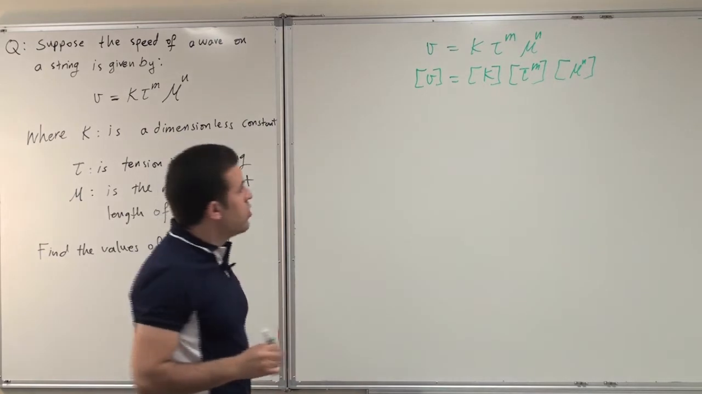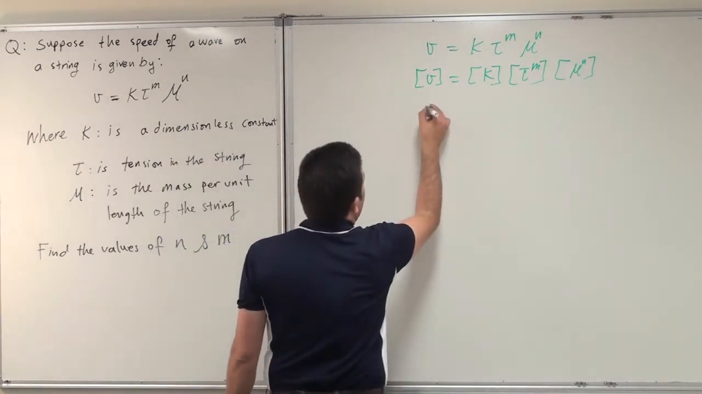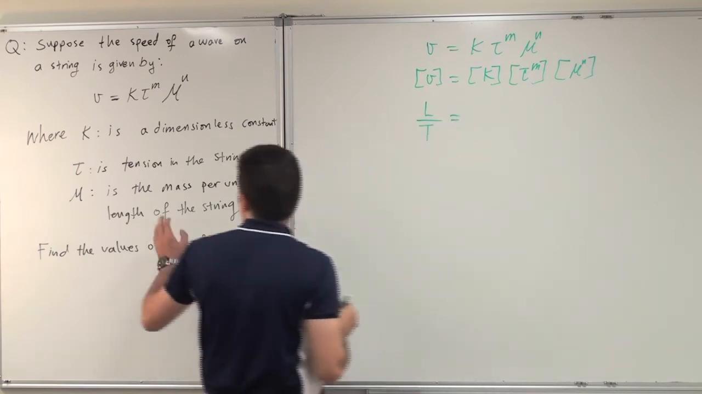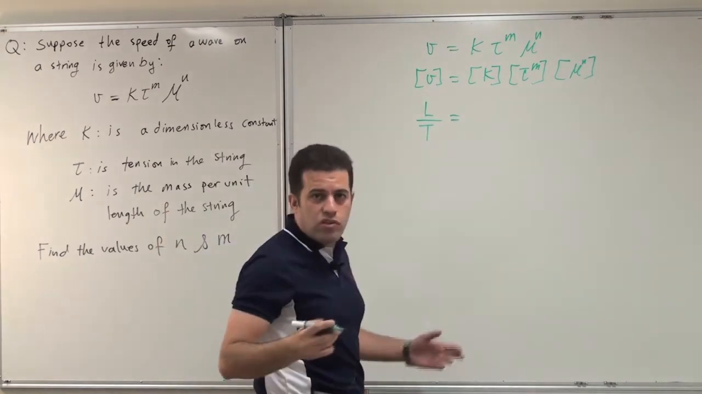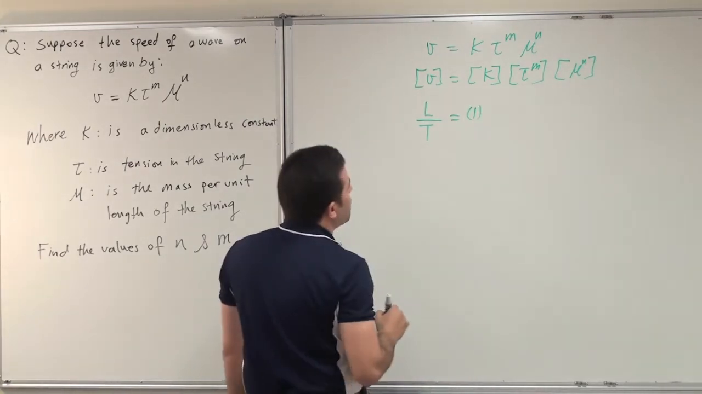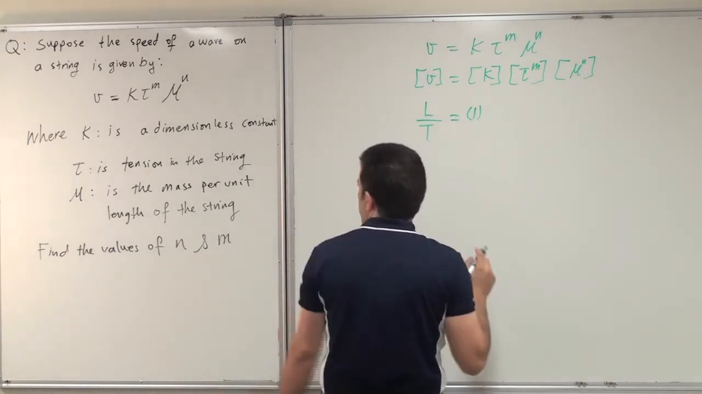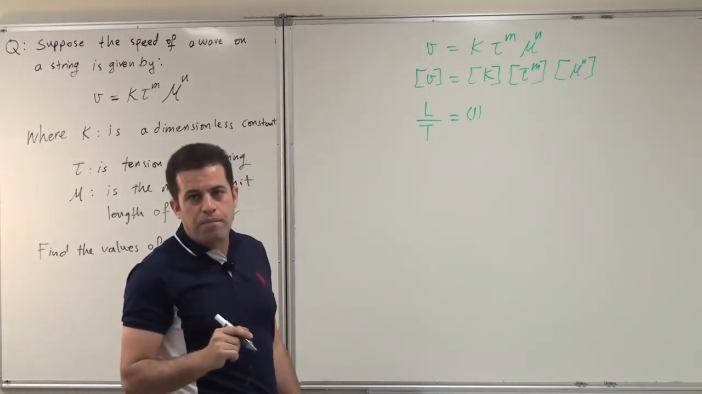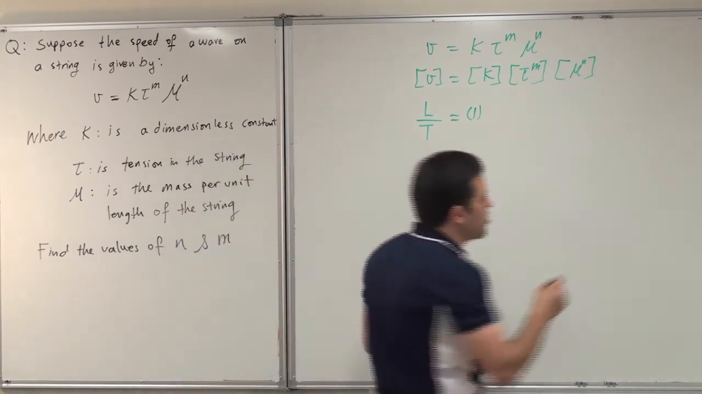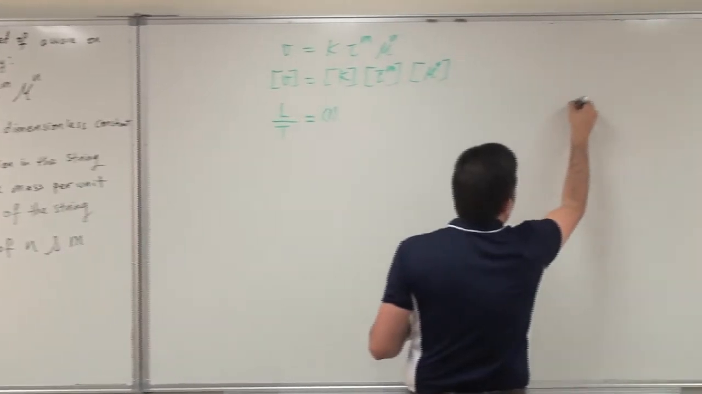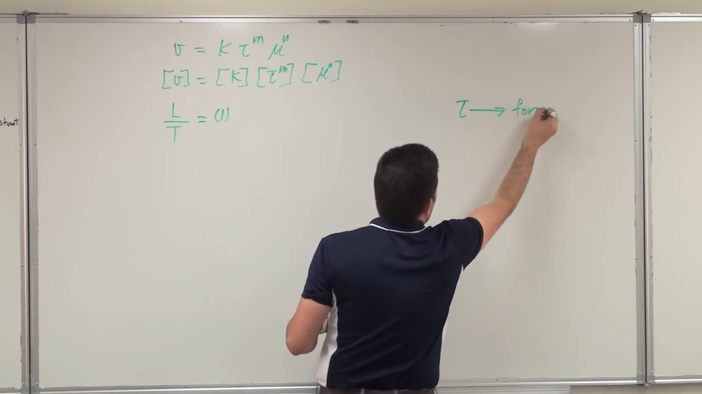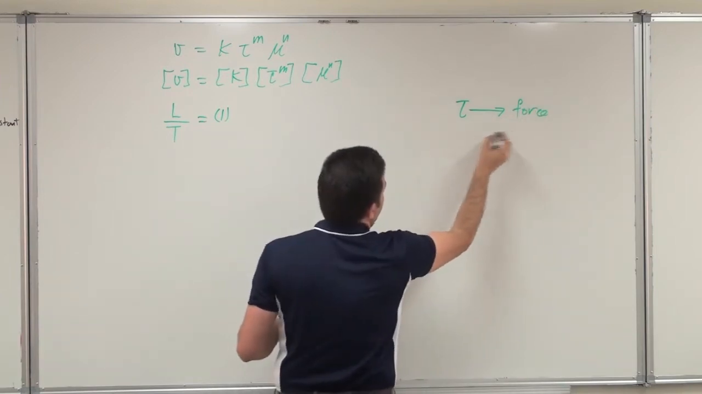I know the dimensions of v because it's a speed, so it is length per unit time. And it's given in the question that k is a dimensionless constant, so we replace it by 1. And tau, it's given in the question that it is the tension in the string. Now tension, as you will see in chapters 5 and 6, is one type of force. So because tension is a force, I can utilize the dimension of the force.